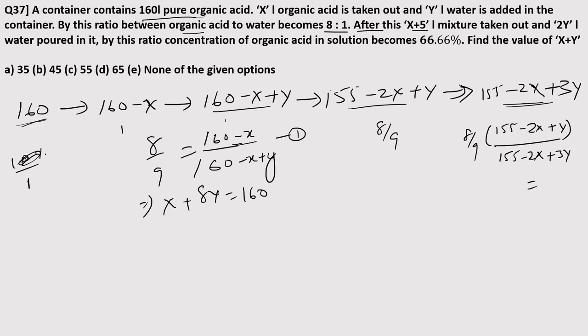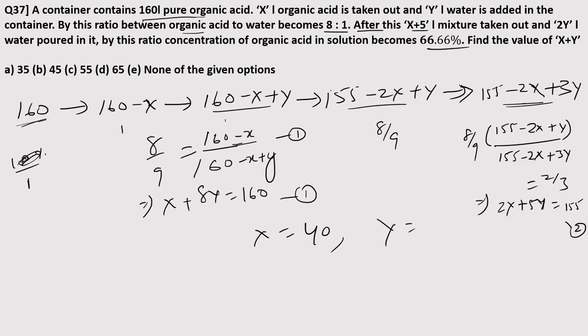This is equal to 66.66% means 2 by 3, and by solving this I'll get 2x plus 5y equal to 155. This is my equation 2, this is my equation 1, and by solving this I am getting x equal to 40 and y equal to 15, right? So x plus y has to be 55. Okay, let's move to next question.